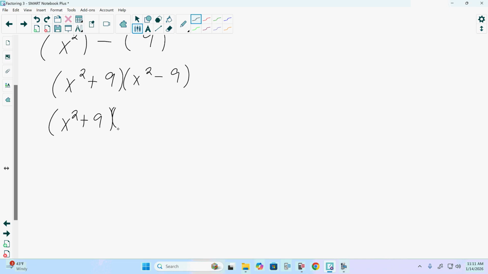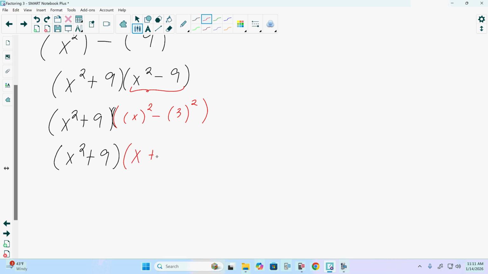Because we can say x squared plus 9. Well, for this part here, we do have our term being multiplied by itself is x. X times x is x squared. And our 9 is 3 squared. And what that tells us is that this is going to factor to what?